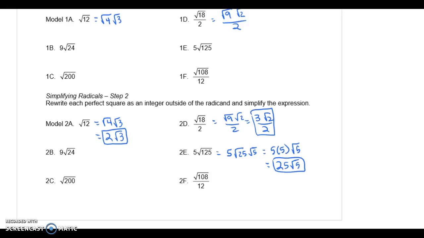And then in F, we had root 108 over 12. The square root of 108 we said was the square root of 36 and the square root of 3. The square root of 36 is just 6. So at that point, we aren't done, though, because we can actually simplify the numbers that are outside, the 6 and the 12. We can take a 6 out of each of those, giving us the square root of 3 divided by 2.